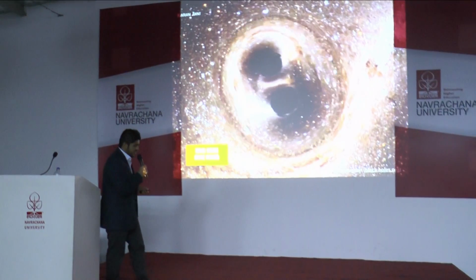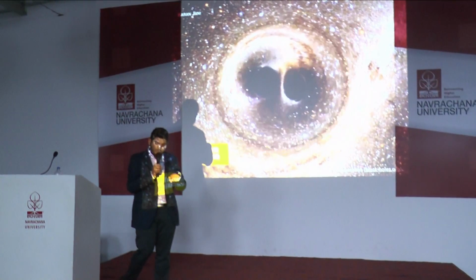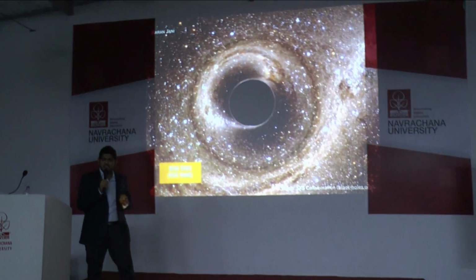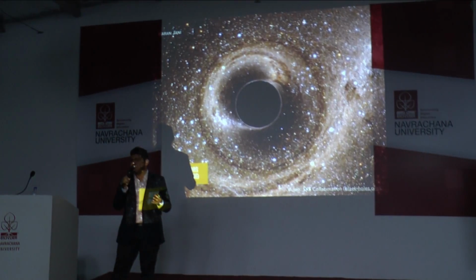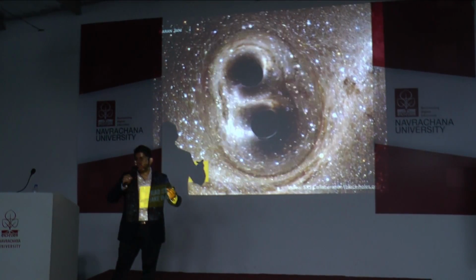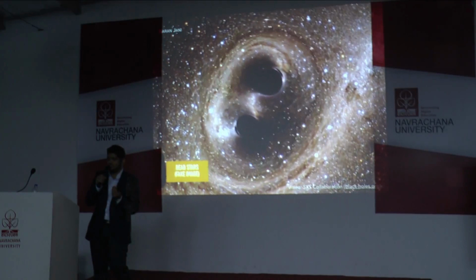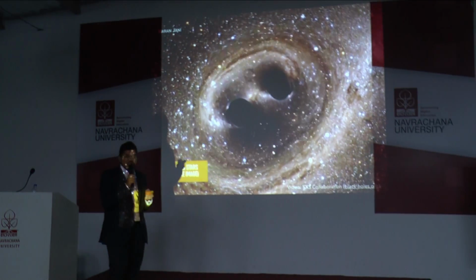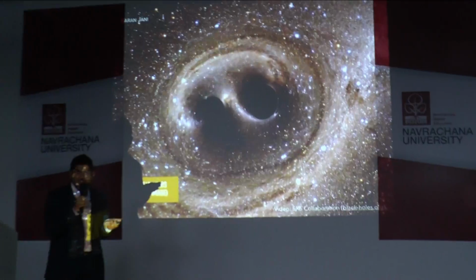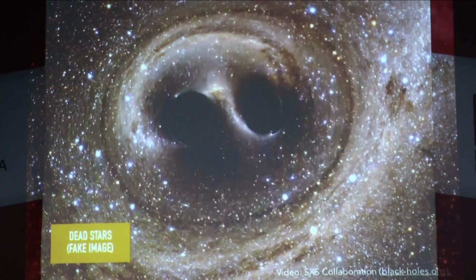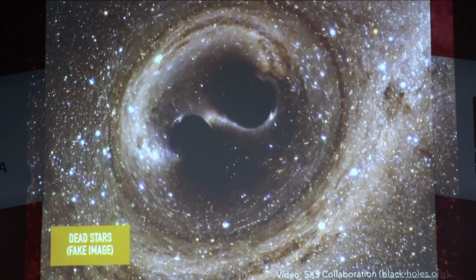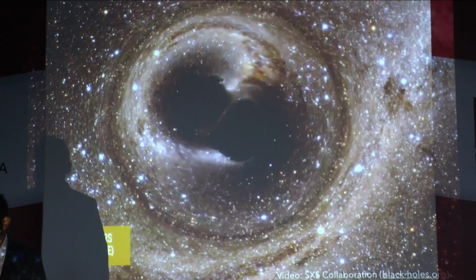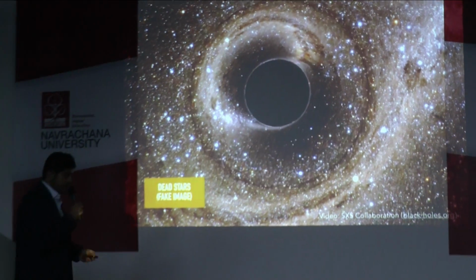So you see two stars orbiting around each other, and if there is no force other than gravity, obviously they are going to be attracted to each other. And what happens when two stars attract each other? Well, they just merge and become a bigger star. Right? This is a simulated image from one of our supercomputer simulations. This is not a real image.